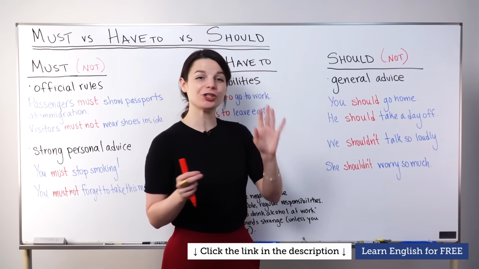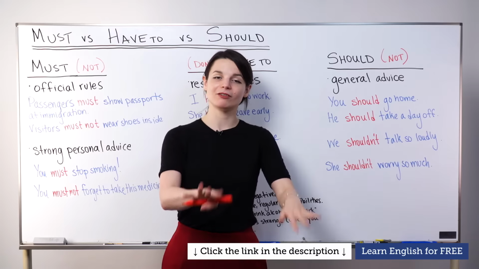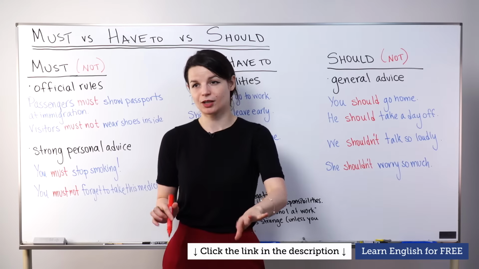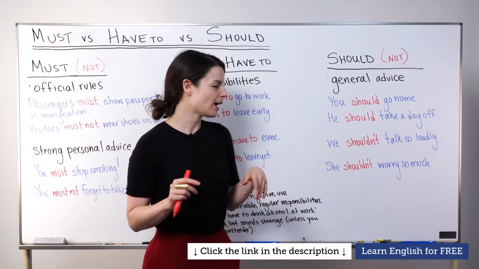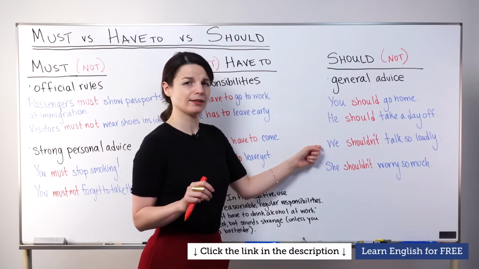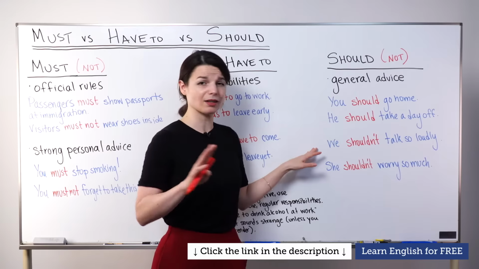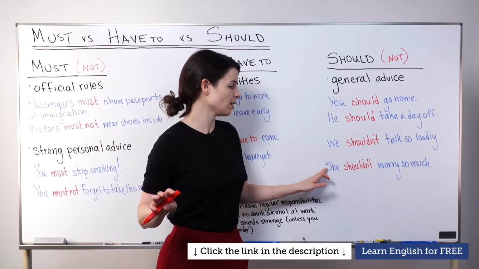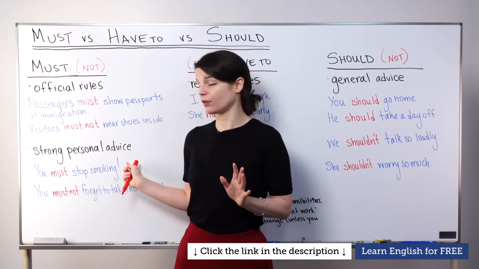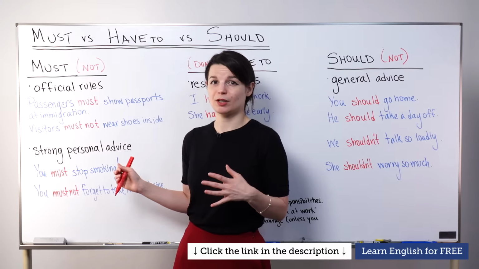Another one. She shouldn't worry so much. So it's general advice. Don't worry so much is another way to say that. So again, using something like must not sounds way too serious here. Like, we must not talk so loudly. It's for strong personal advice, so using must here sounds very strange. Same thing here. She must not worry so much. Again, very strange because this is a very strong sounding expression.